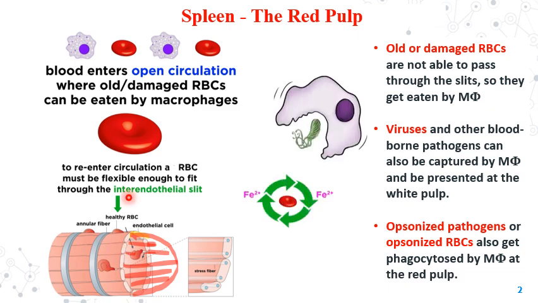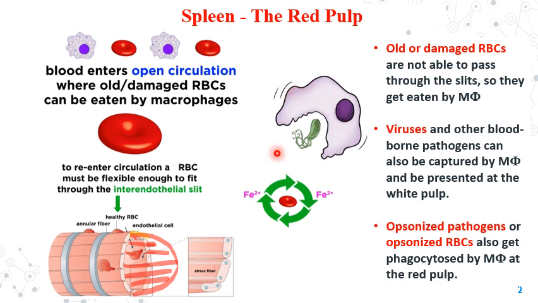Everybody's awake? Right there, interendothelial slits. Okay, so they are here in the endothelial cells, and they allow healthy red blood cells to get back into the circulation. Okay, now if the red blood cell is not healthy, it's gonna be eaten by the big guy, the macrophage.